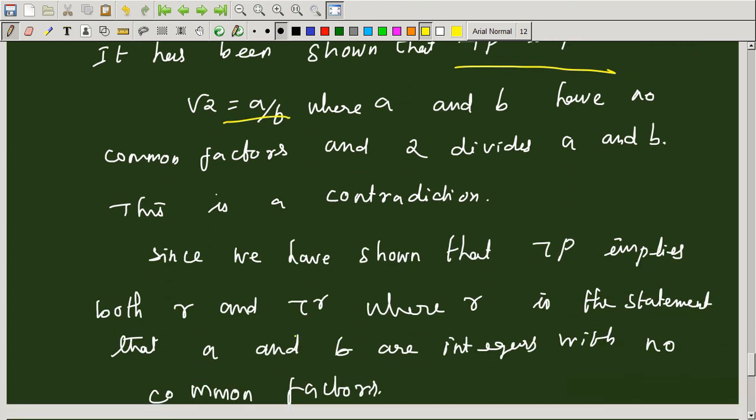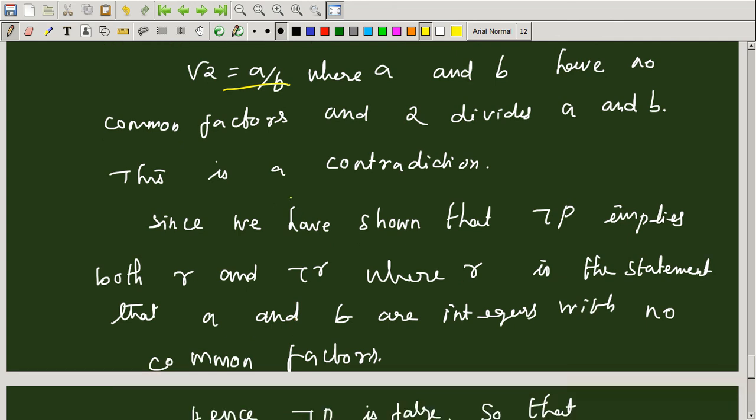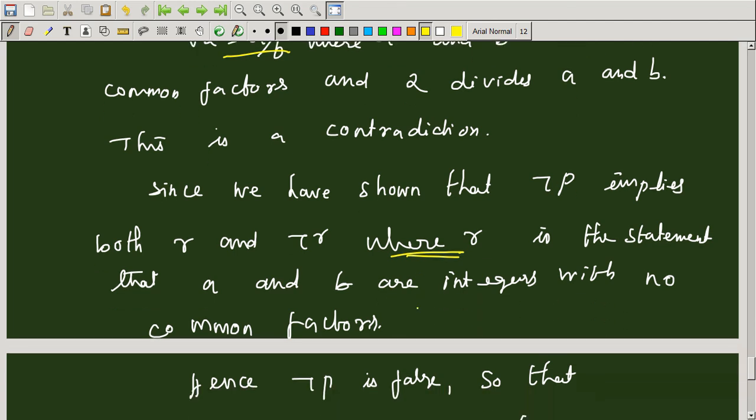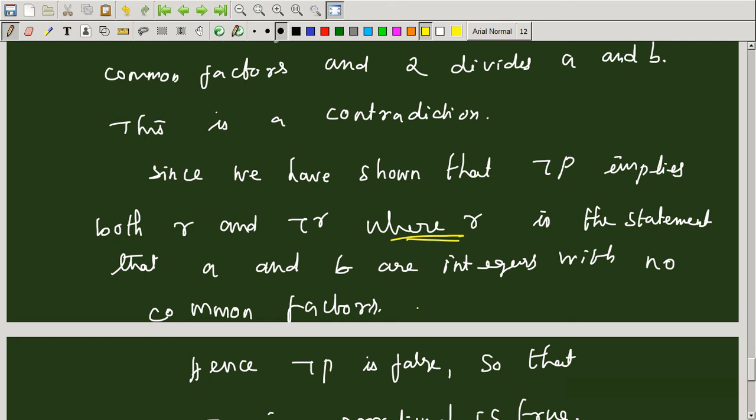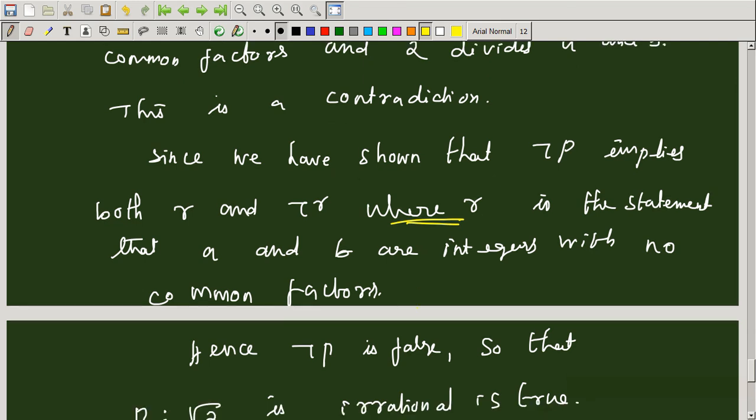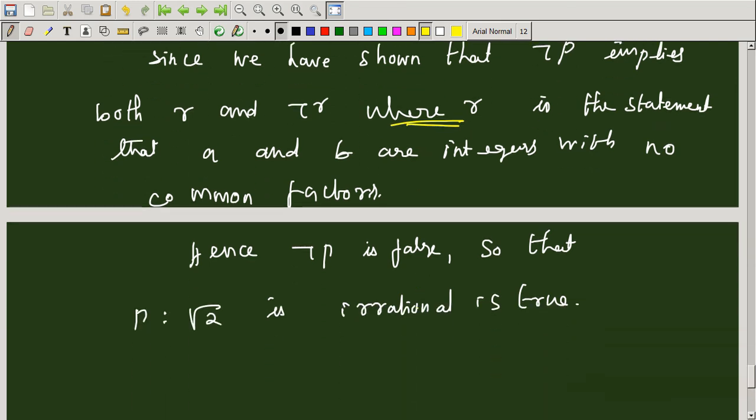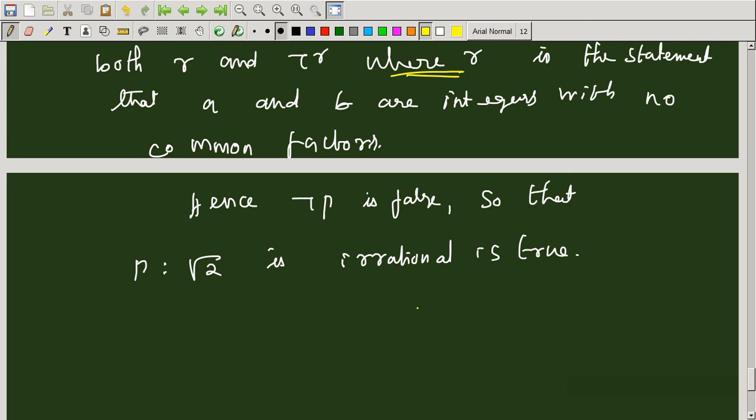Since we have to show that negation P implies both R and negation R, we are taking one extra proposition, where R is the statement that A and B are integers with no common factors. Hence negation P, the assumption taken for the contradiction, is false. So therefore, finally we are saying root 2 is irrational and it is true.